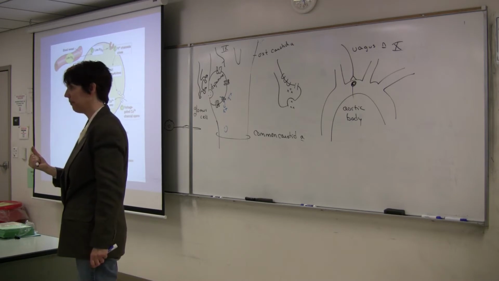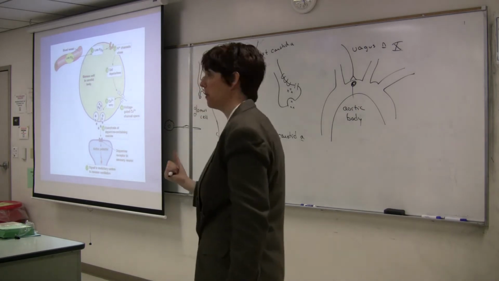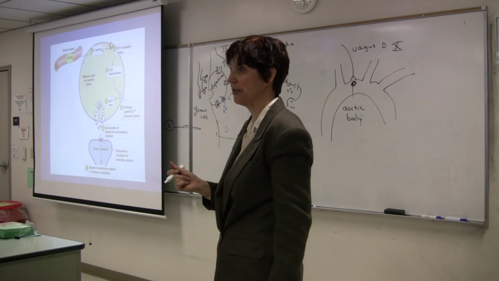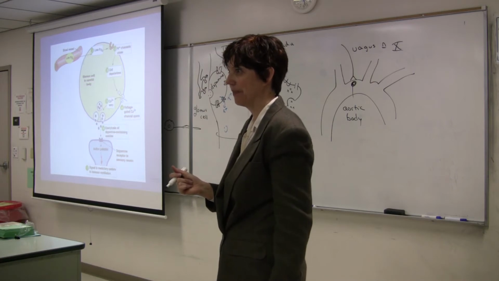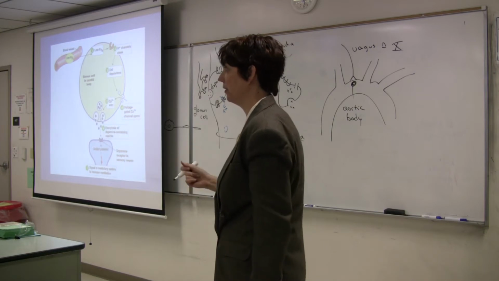Okay. So this can happen in peripheral receptors, chemoreceptors, because of this glomus cell. This is not present in the central nervous system. This is why we have sensitivity to oxygen in the peripheral receptors.